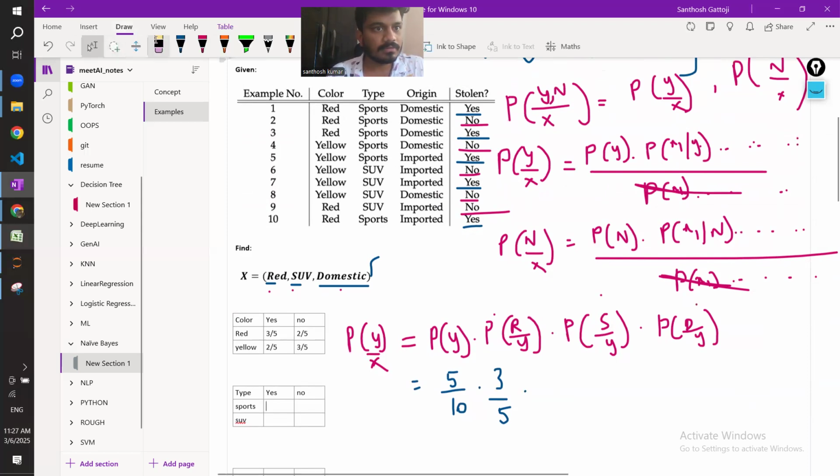So now sports with the Y. These lines are confusing. When you see sports and yes, sports are only five in this, 1, 2, 3. Correct. Total 4 yes, 4 SUV, 4 sports.